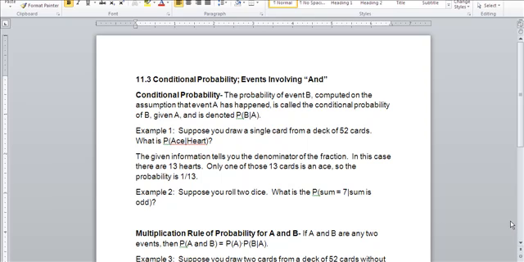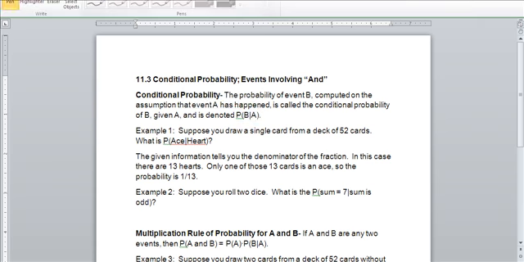Today we're taking a look at section 11.3 on conditional probability and also events involving and. Conditional probability. The probability of event B computed on the assumption that event A has happened is called the conditional probability of B given A, and it's denoted by P enclosed in parentheses B/A. So this is the probability of B given A.